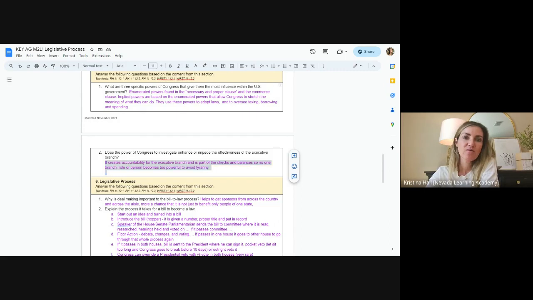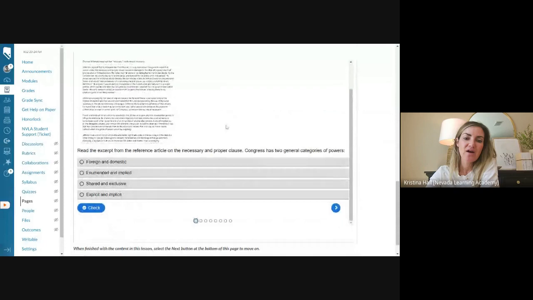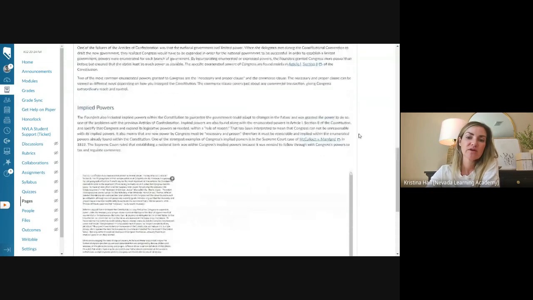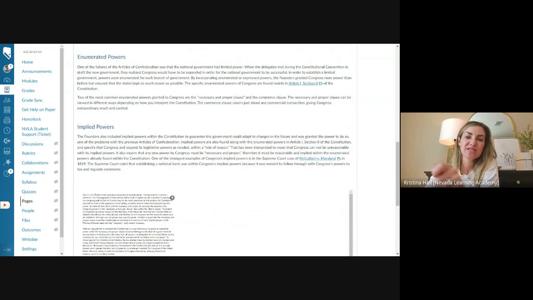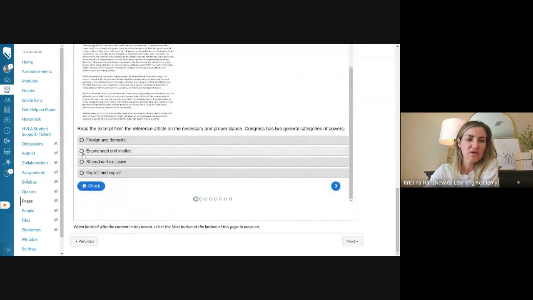So once we have that, we'll go back over into Canvas and we'll look at our review questions. Congress has 2 general categories of power. So again, those are enumerated, which is written down, black and white, and then implied, which is assumed. So we're going to do enumerated and implied.